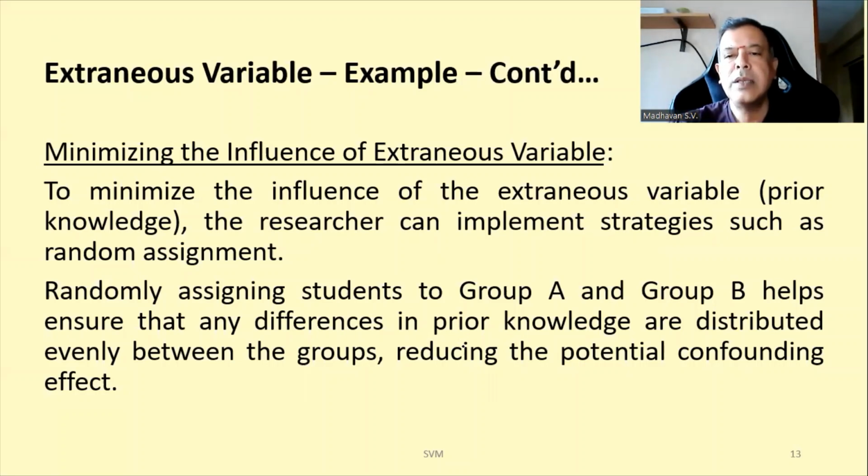The other strategy is that the researcher can also find out the prior knowledge before the new teaching method starts. How many students have prior knowledge? He can create some grouping. I mean, he can do what is called stratification, or also called blocking. That is another strategy to avoid the impact of extraneous variables in our experiment.